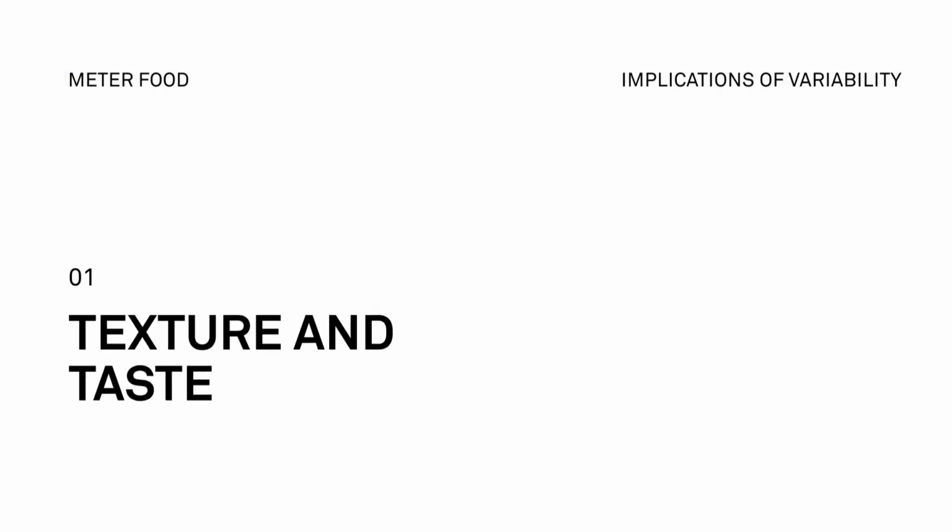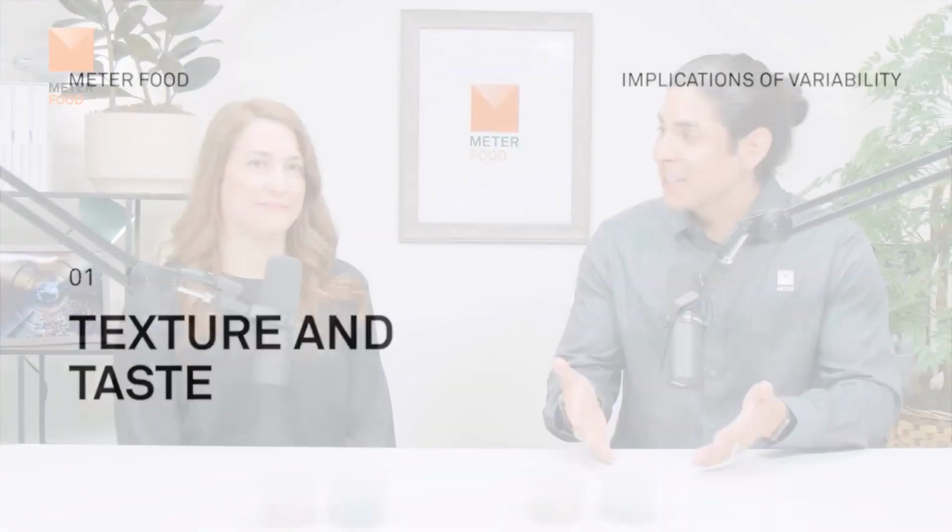Right. Now we're going to talk about some of the implications of variability, and we're going to start with the obvious, looking at texture and taste. And Mary has gone ahead and set up a small experiment for us. So I'm going to let you describe what we have here in front of us.